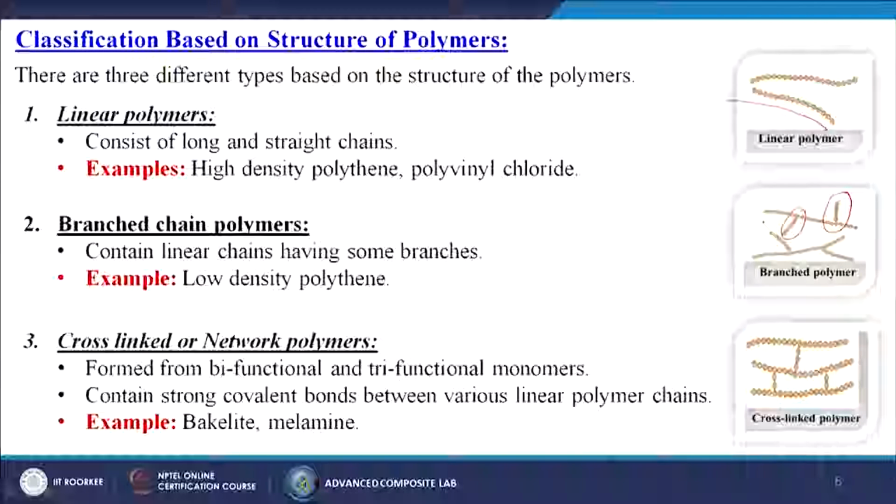And when we are talking about the cross-linked or network polymers, from this you can find they are formed from bifunctional or trifunctional monomers, and they contain strong covalent bonds between the various linear polymer chains. So, it is one polymer chain, it is another polymer chain, and in between them they are making some linkage or cross-linking. Examples: Bakelite and melamine.